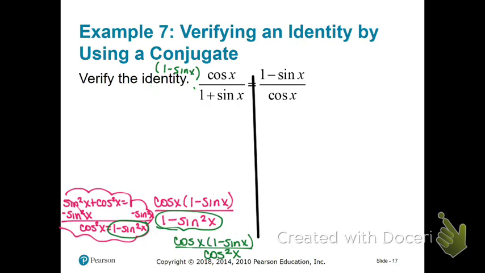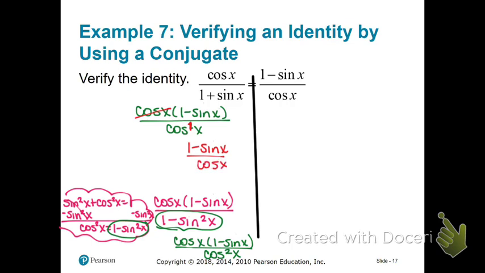All right, so what I had on bottom, I'm just rewriting it. And then you said we could take out a cosine. So I'm going to take a cosine out of the top and one of them out of the bottom. So that leaves me with 1 minus sine of x over cosine of x. And isn't that what we were after?